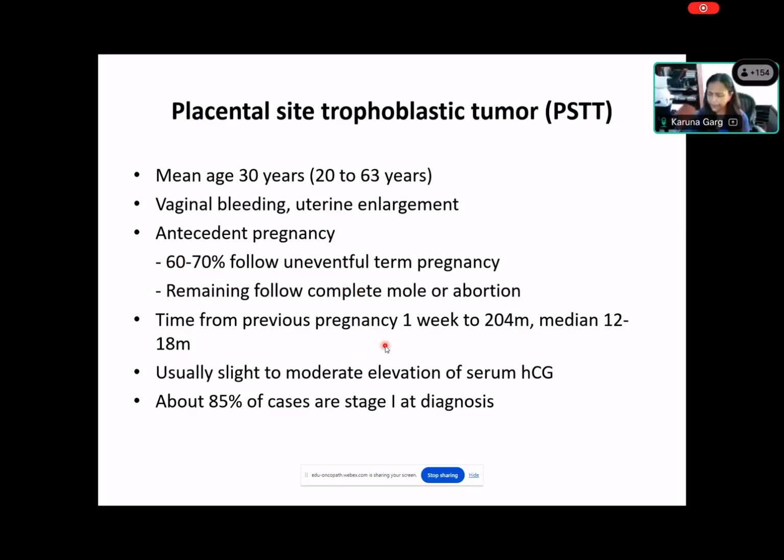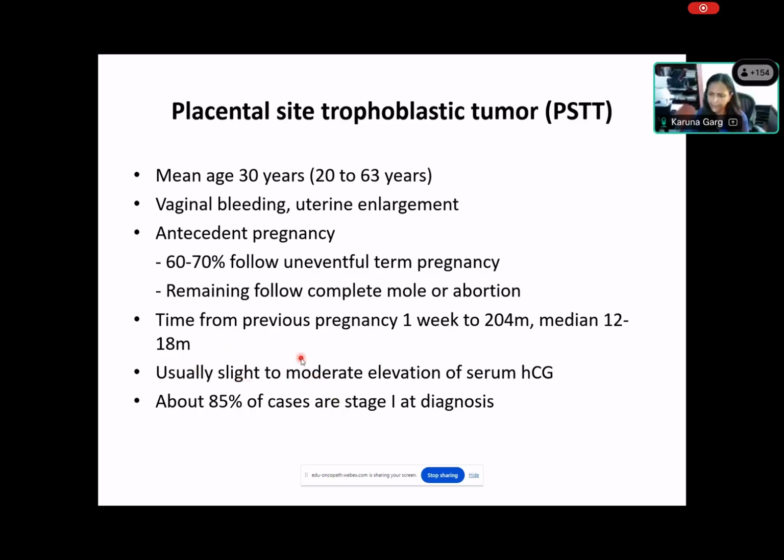The time from previous pregnancy can be very variable. It can go all the way from 1 week to 204 months. The median is 12 to 18 months. And there's actually some literature suggesting that the longer the time period from the prior pregnancy, the worse the outcome is for a PSTT. In choriocarcinomas, the serum HCG is sky high. That's not true for PSTT.